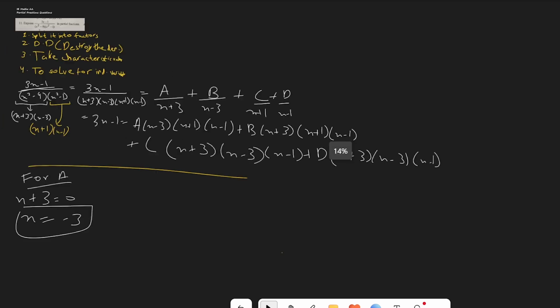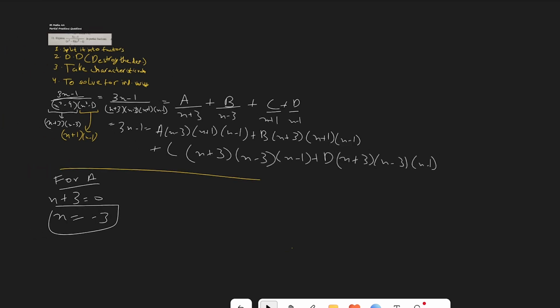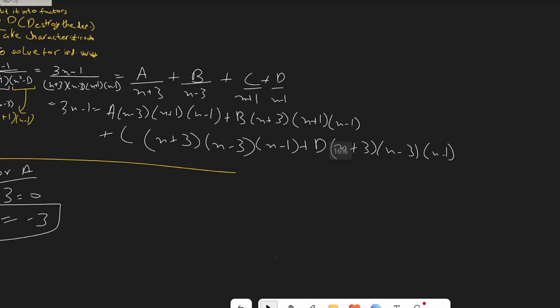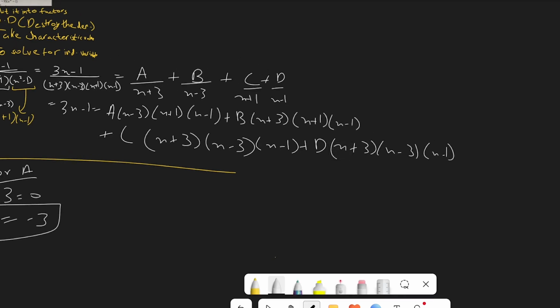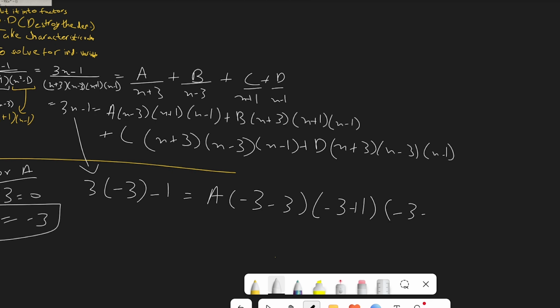Now that we have x equal to minus 3, we will put it into the equation. I'll just calculate it, you can do it on your own. What you have to do, for example, we have 3x minus 1, so we write 3 into minus 3 minus 1 is equal to a into minus 3 minus 3 into minus 3 plus 1 into minus 3 minus 1.